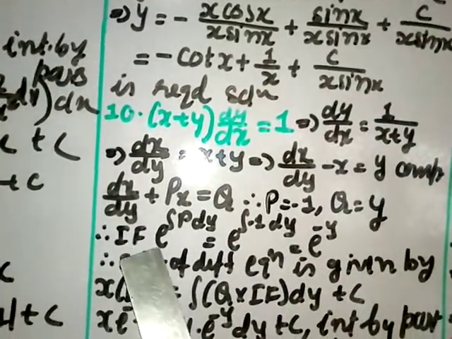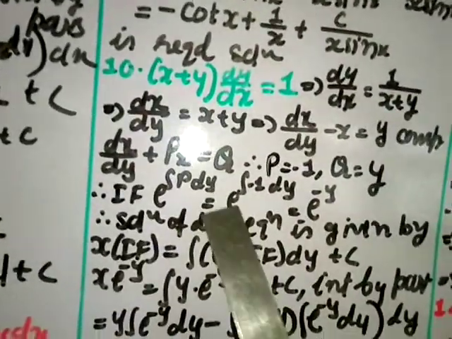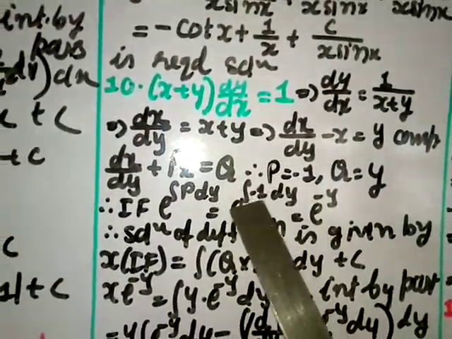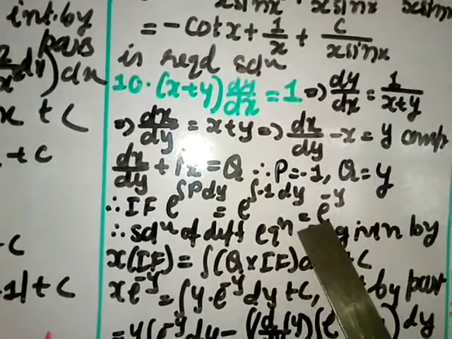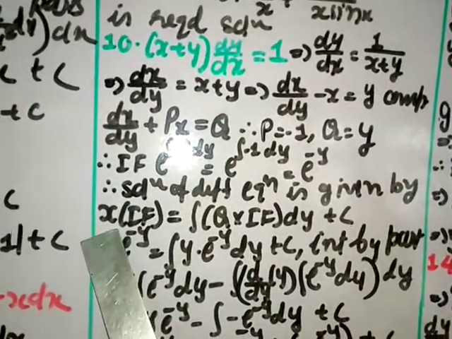Now integrating factor is e power integral P dy. Previously it was integral P dx, and here it is integral P dy. So equal to e power integral of P value minus 1 dy, and integral of minus 1 is e power minus y. Solution of the differential equation is given by x into integrating factor.